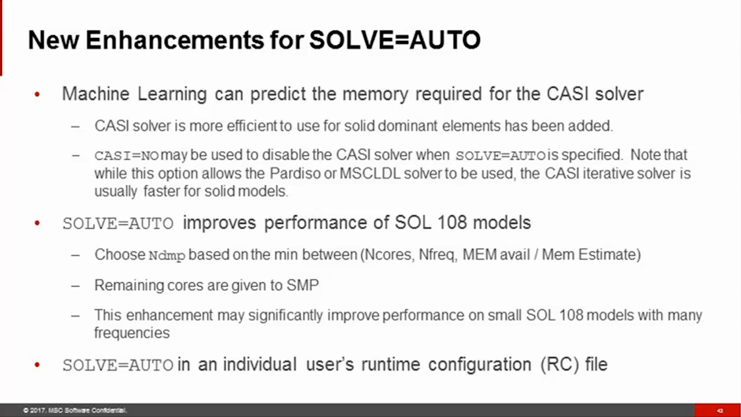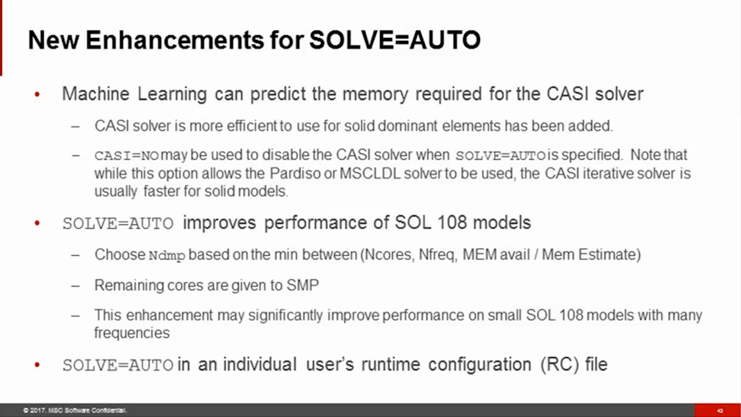It will decide to choose the number of DMP cores based on the minimum between the number of CPU cores you have, the number of frequencies, and the ratio between the available memory to the estimated memory. Now, once this is decided by the solver, the remaining cores are assigned to SMP. This is very useful and improves the performance of small 108 models that have many frequencies. I'll show you some examples in the next slide.